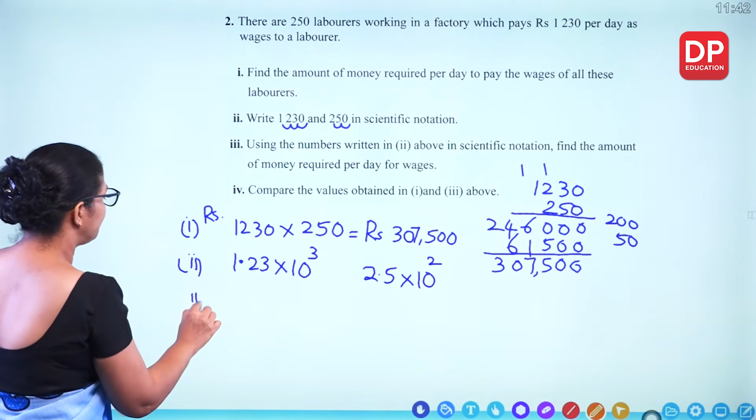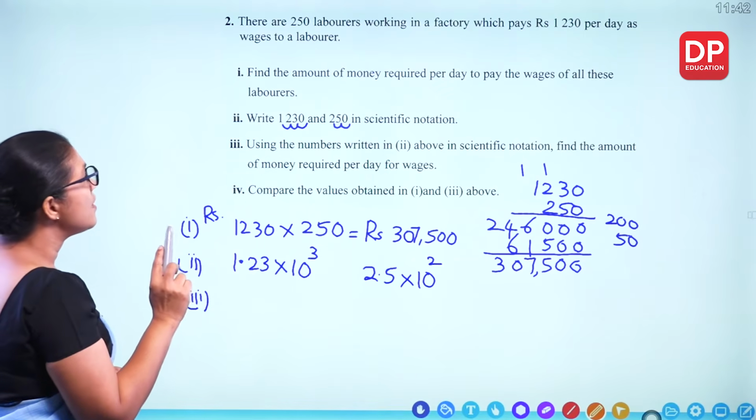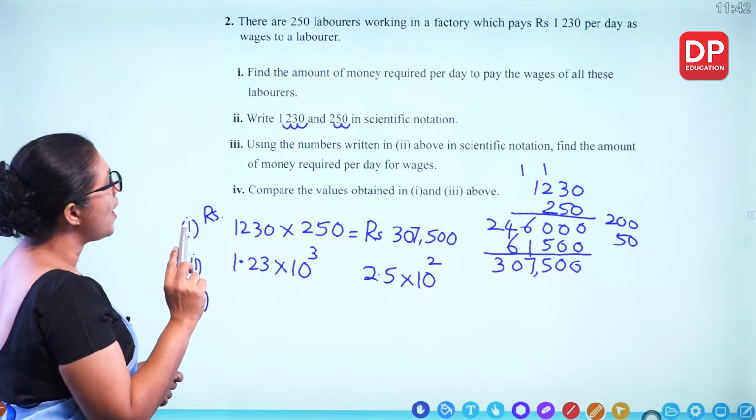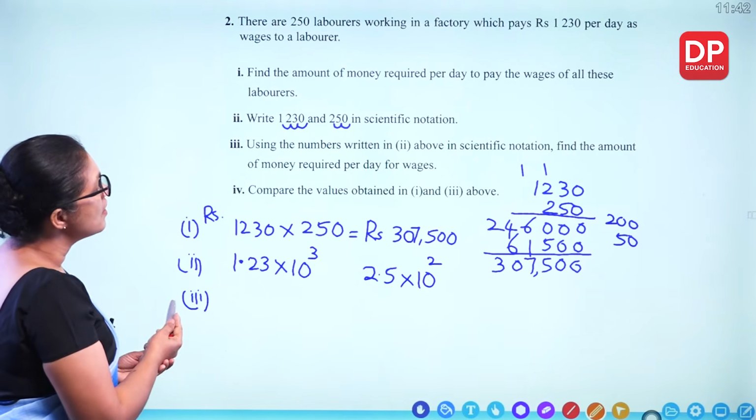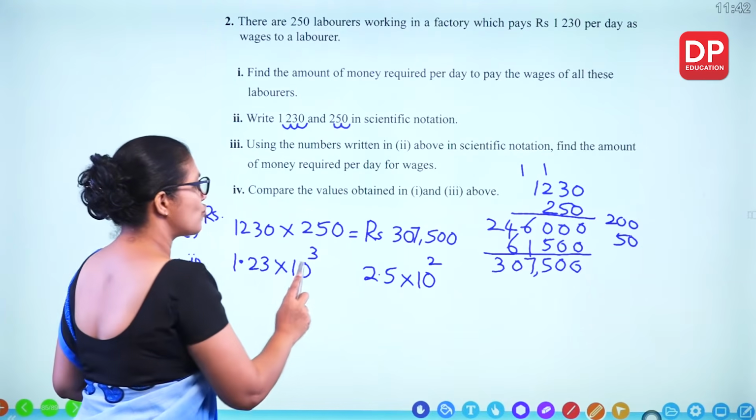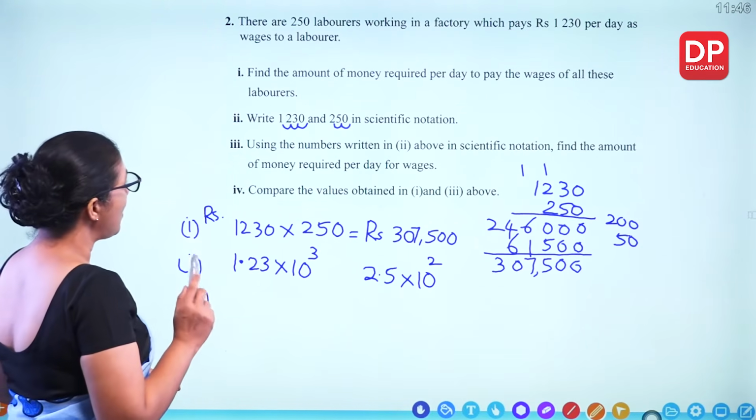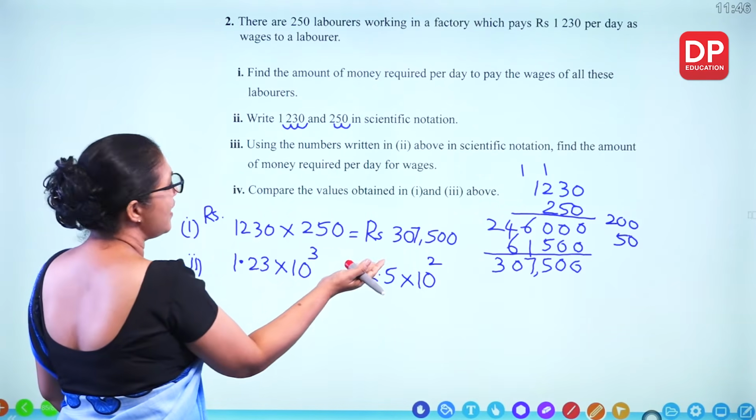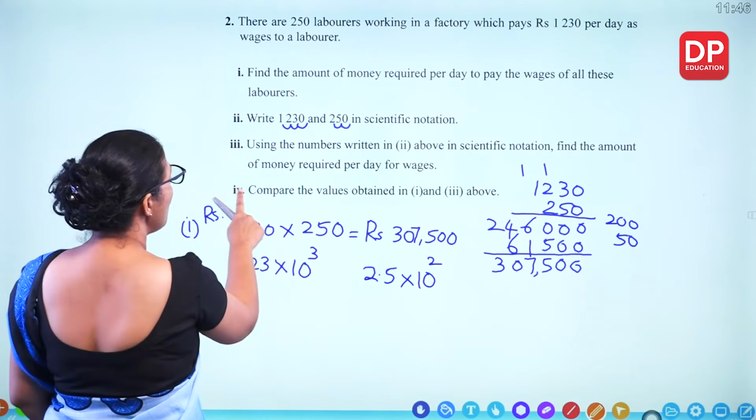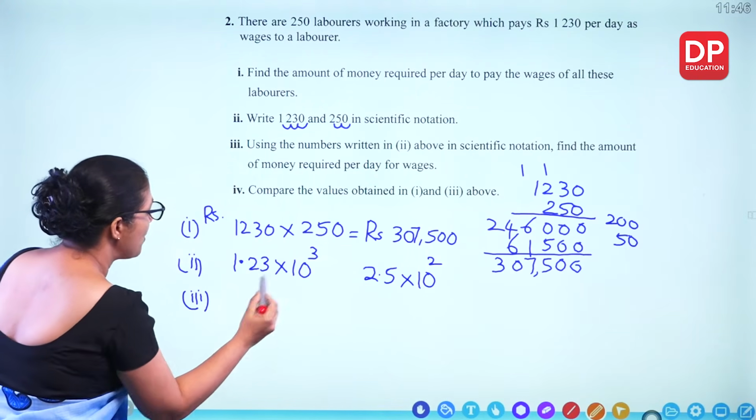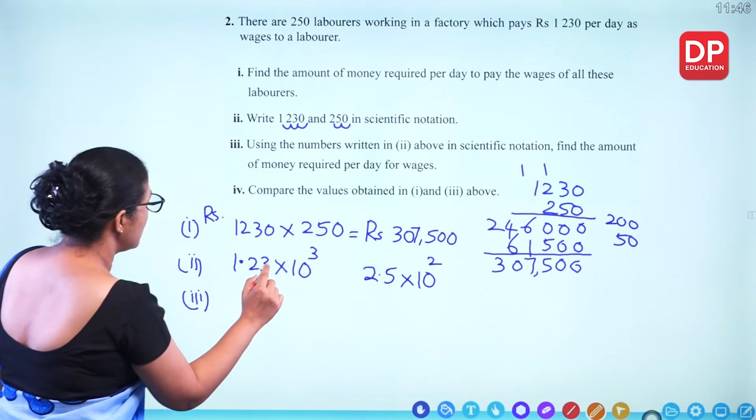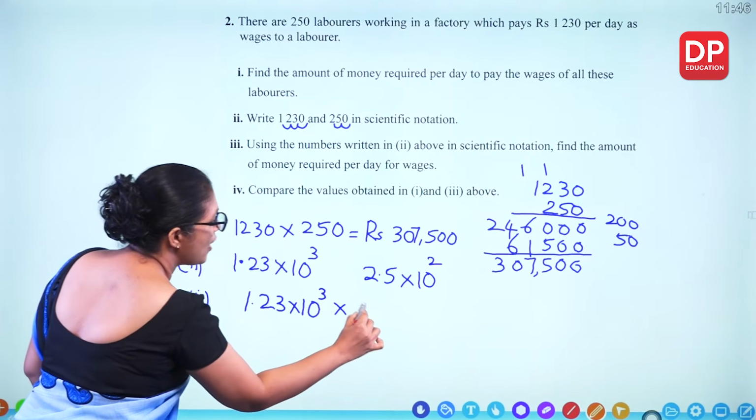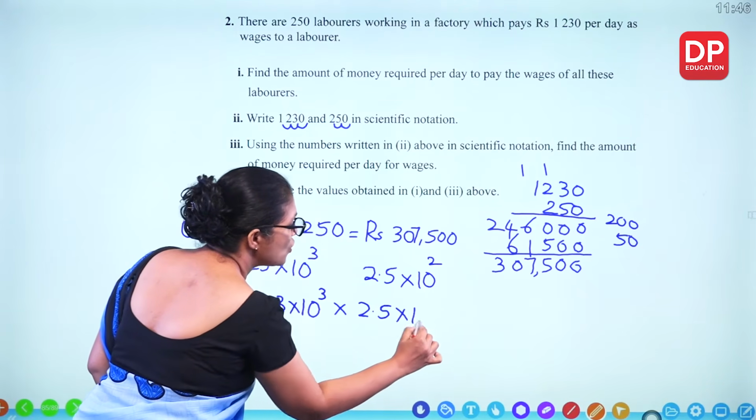Third one, using the numbers written in 2 above in scientific notation, find the amount of money required per day for wages. So you need to multiply these two. Now in part 3, you will need to take the scientific notation, just multiply and see whether you get the same answer. So we'll take these two and multiply 1.23 into 10 to the power 3 and multiply by 2.5 into 10 to the power 2.